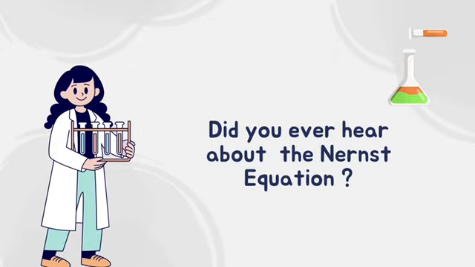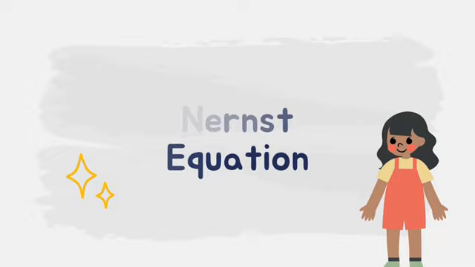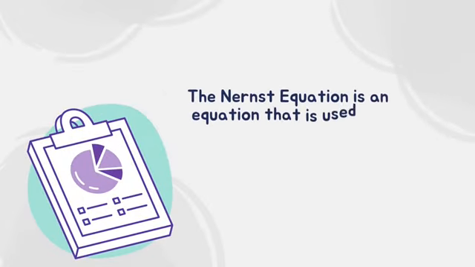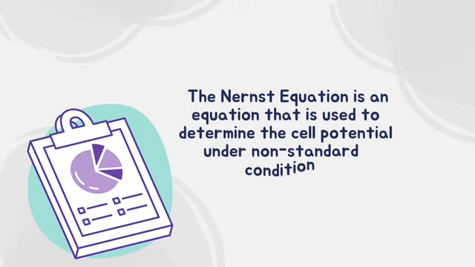Did you ever hear about the Nernst equation? Or do you want to learn about it? What's the meaning of the Nernst equation? The Nernst equation is an equation that is used to determine the cell potential under non-standard conditions. It relates the measured cell potential to the reaction quotient and accurately determines equilibrium constants, including solubility constants.